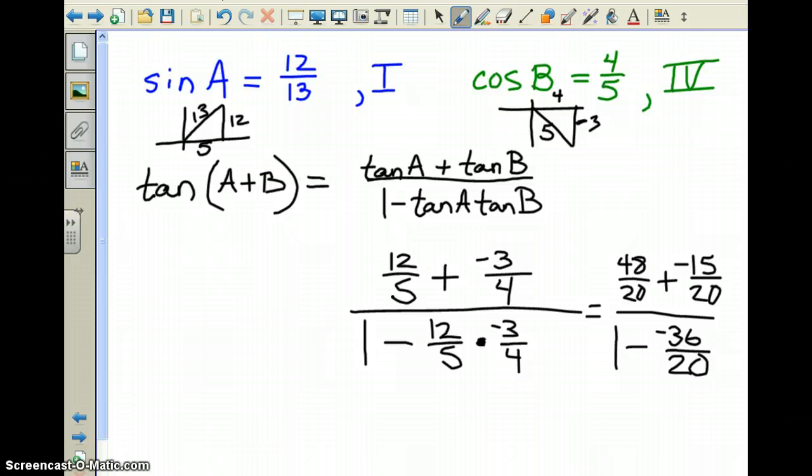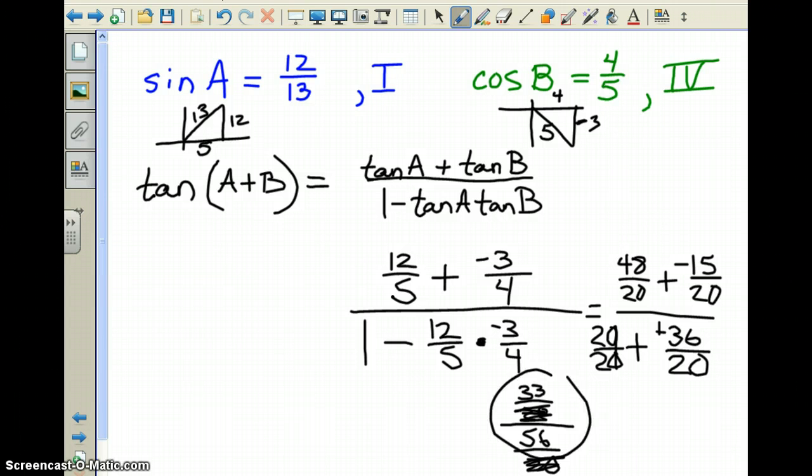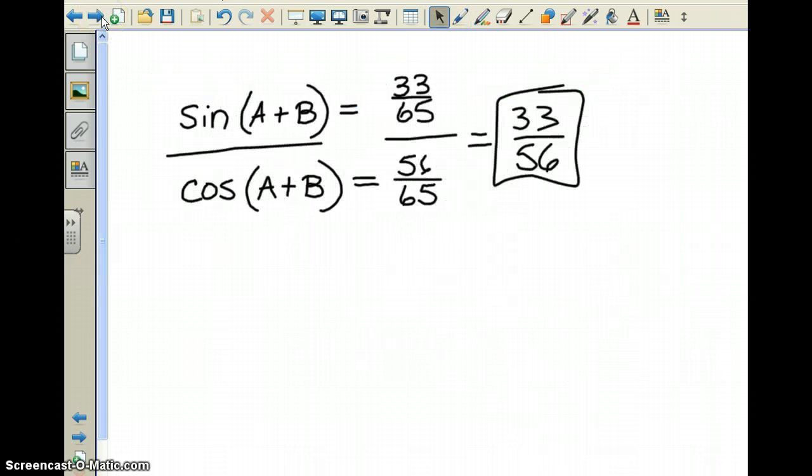In the denominator, this will be add the opposite, and 1 plus 36/20 will really be 20/20 plus 36/20. So we will have up in the top, 48 minus 15 will be 33/20, and in the denominator 56/20. Those two denominators of 20 can cancel each other out, and there's our 33/56 that I had just by doing sin of A plus B divided by cos of A plus B.